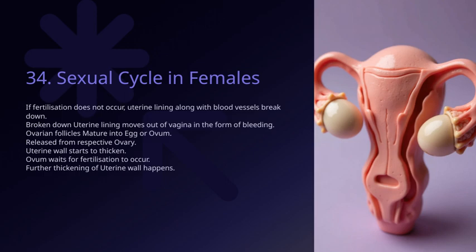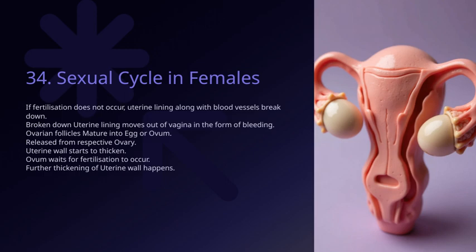Meanwhile, on the ovarian side, follicles in the ovary mature into an egg or ovum. Once they mature, these eggs are released from their respective ovaries. At the same time, the uterine wall begins to thicken in preparation for a potential pregnancy. The ovum waits in the fallopian tube, hoping to meet sperm and be fertilized. If fertilization doesn't happen, the uterine wall continues to thicken initially, but ultimately it will shed during the menstrual flow.